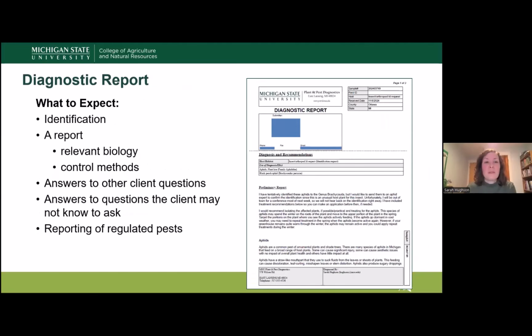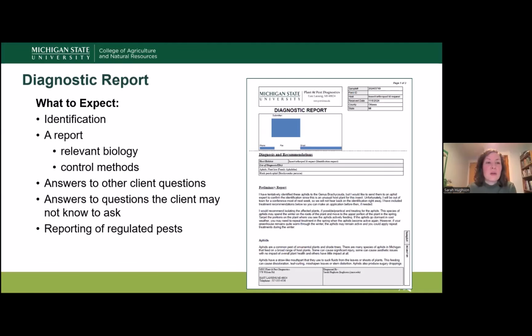So what do you get from us? When you submit a sample, you're going to receive a diagnostics report. That's going to include the identification of the insect, some relevant biology of the insect, and some control methods for that insect. I do my best to answer all the questions that the client has about the insect and to try to anticipate some questions that maybe the client doesn't know to ask about that animal. And if you submit a regulated pest, then we can also assist you in reporting that pest.